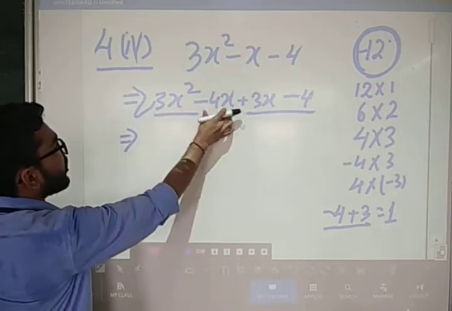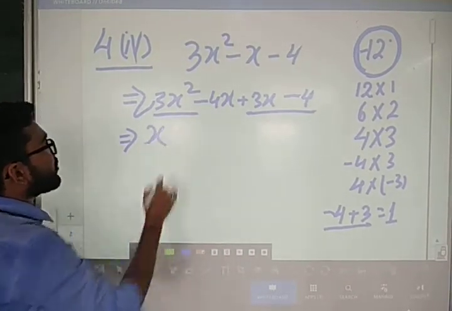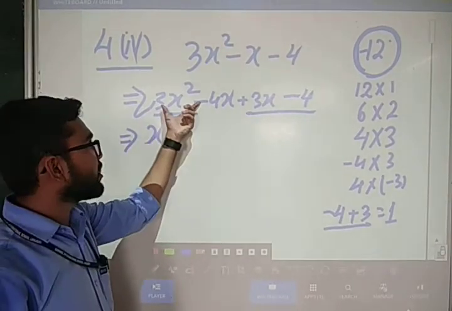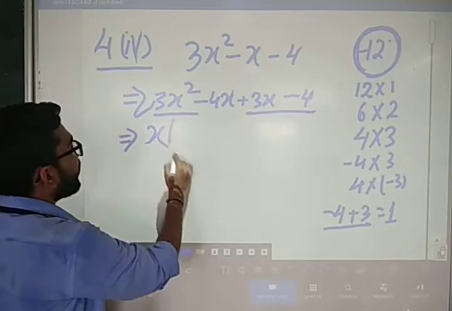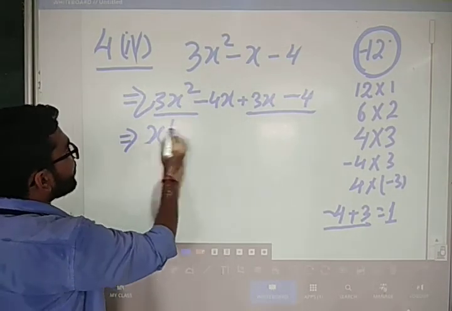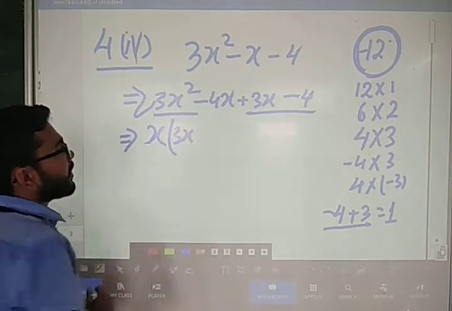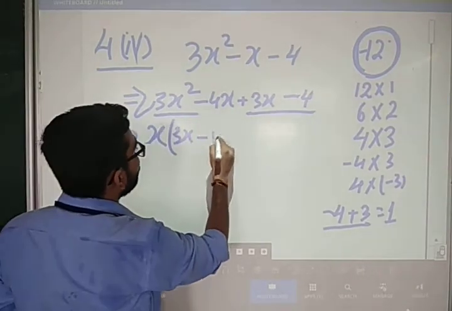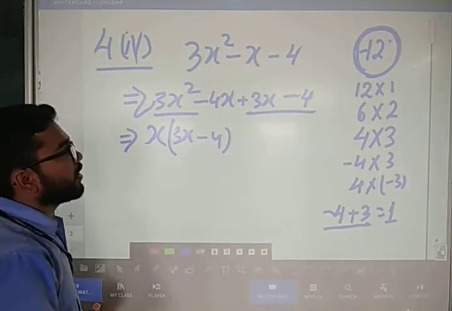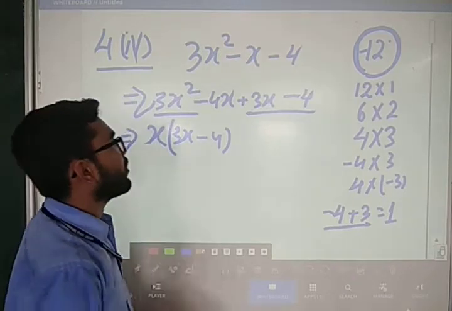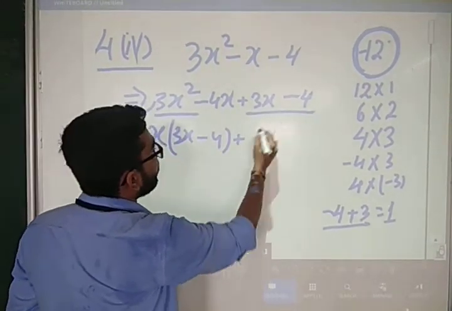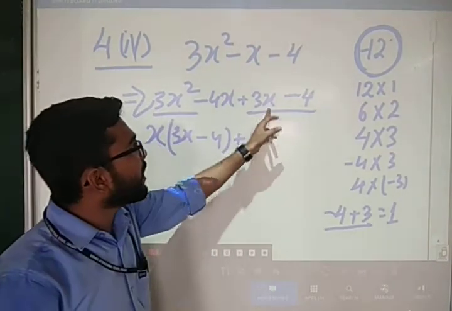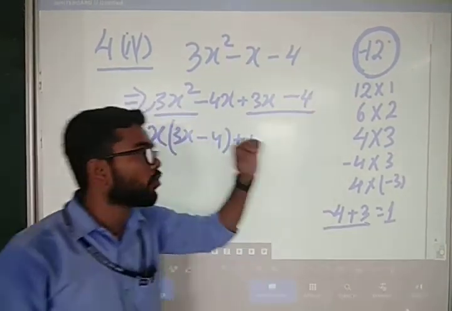Here in both terms only x is common, because for the constant terms 3 and 4 there is nothing in common. So for the variable term, x is common. If you remove one x, you will remain with 3x minus 4. Okay, 3x minus 4.